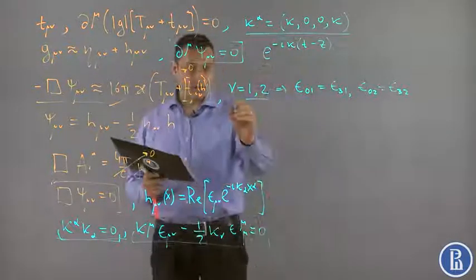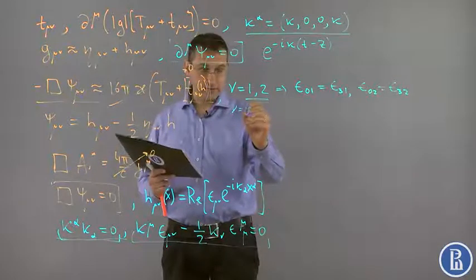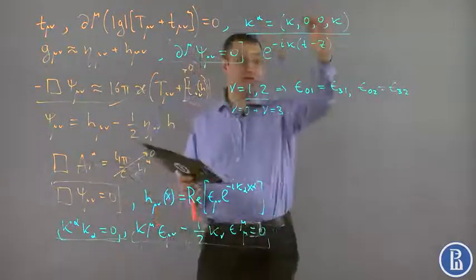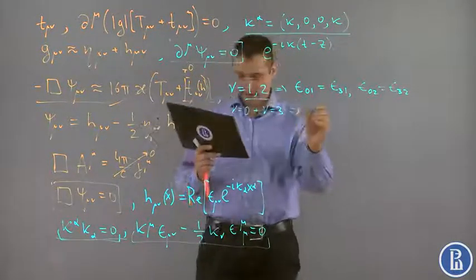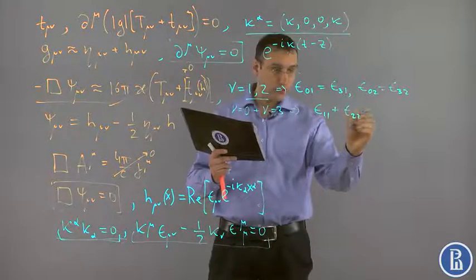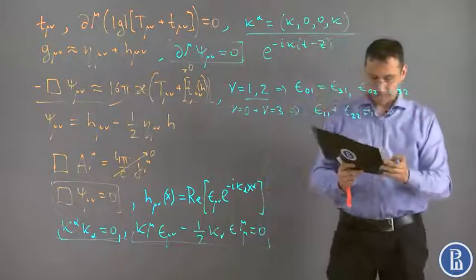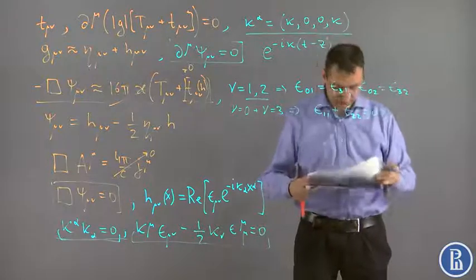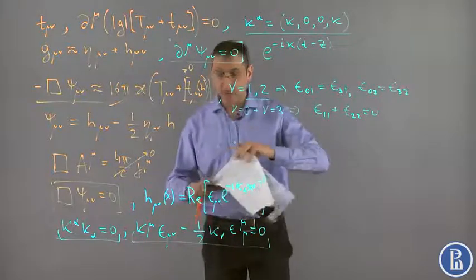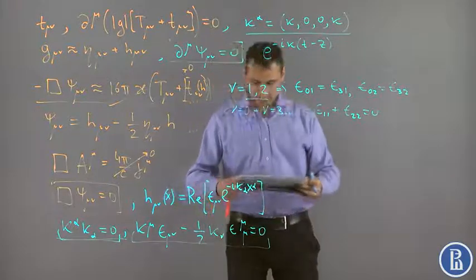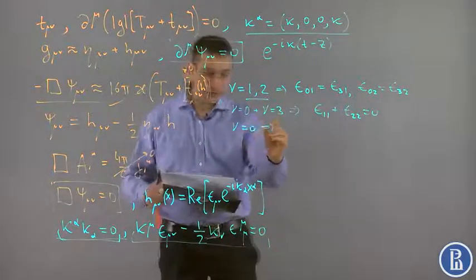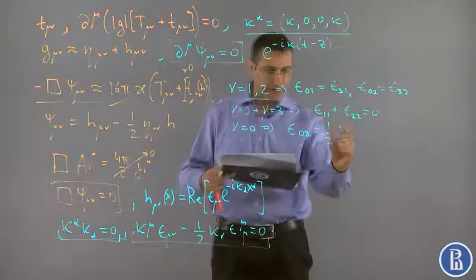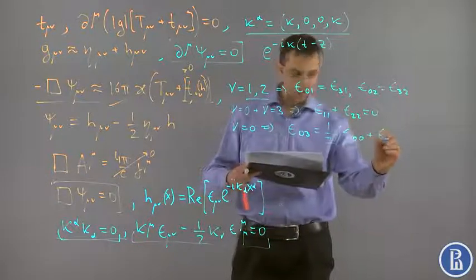At the same time, the sum of nu equals 0 plus nu equals 3 components of this equation for this vector implies that epsilon 1,1 plus epsilon 2,2 equals 0. After this, using these equations, we have already obtained the relations between components of this epsilon tensor, which is a polarization tensor for the gravitational wave. The nu equals 0 component of this equation implies that epsilon 0,3 is equal to 1/2 (epsilon 0,0 plus epsilon 3,3).